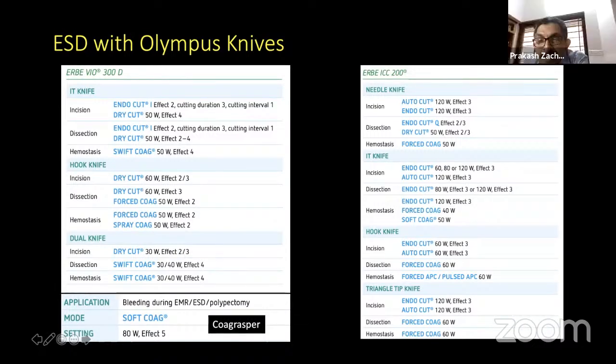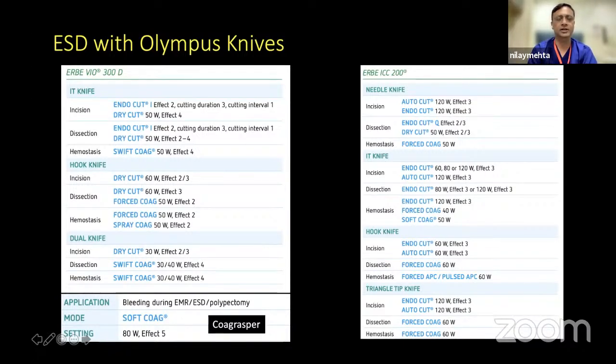So for the incision, I use dry cut, and for dissection, I use swift coagulation or forced coagulation. Yeah, so that's what we nowadays use. As I told you, I used to use EndoCut Q for everything, for making an incision and then for the dissection. But now I've shifted to dry cut for making an incision.